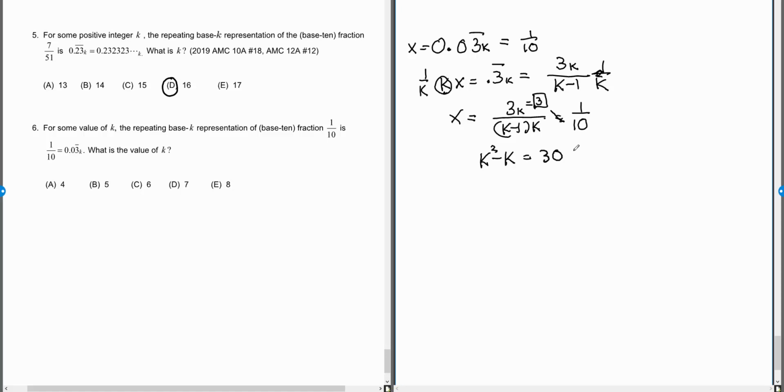30. Okay? From here we can factor this one. k squared minus k minus 30 equals 0. You can factor, right? It should factor: k minus 6, k plus 5 equals 0. k equals 6. k cannot be a negative number, okay? The value of k is 6. Okay? Very good.